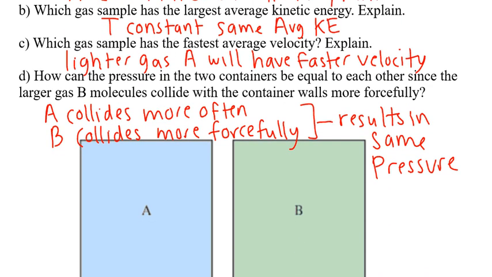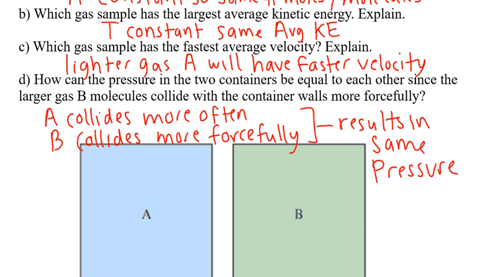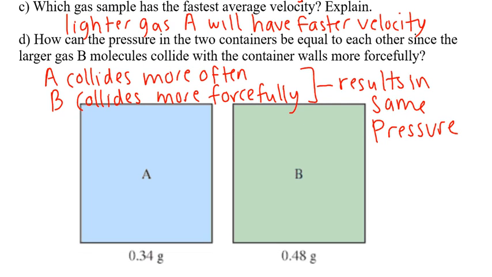Okay. For B, which gas sample has the largest average kinetic energy? Well, they have the same temperature, so same average kinetic energy. So that's constant as well. So last then is which gas sample has the fastest average velocity? Well, the lighter gas A will move faster because if you go back to that earlier slide, light gases don't need as much energy to reach higher velocities. So this right here is our fastest gas.